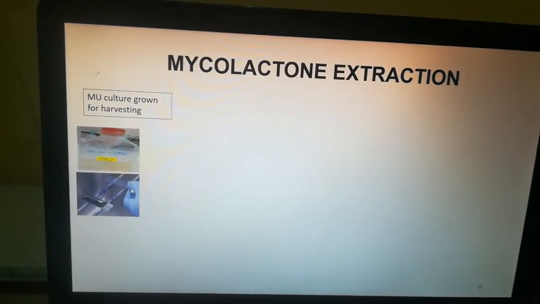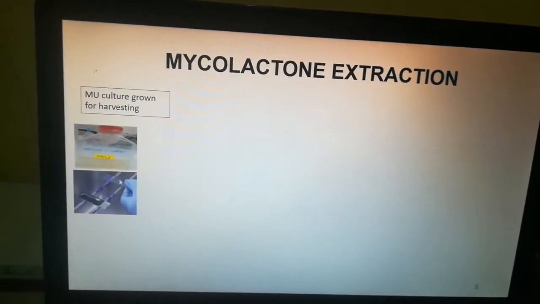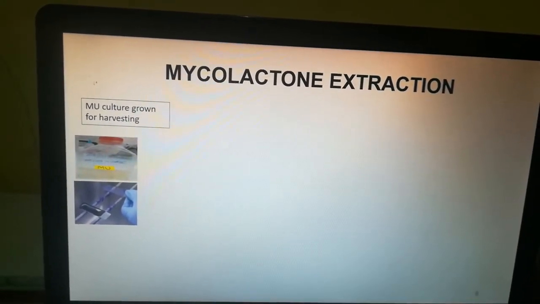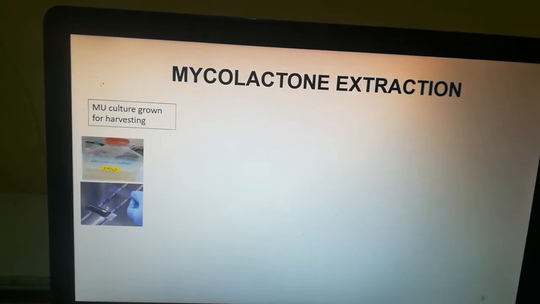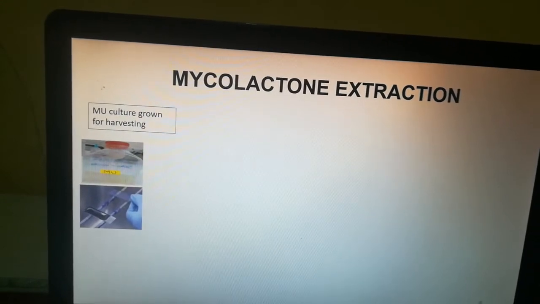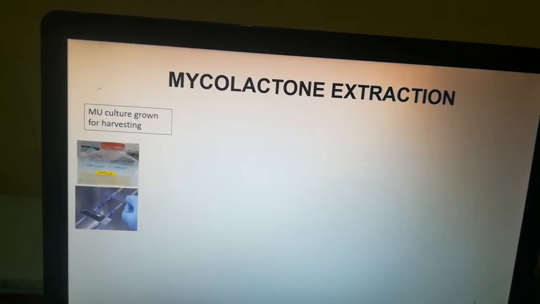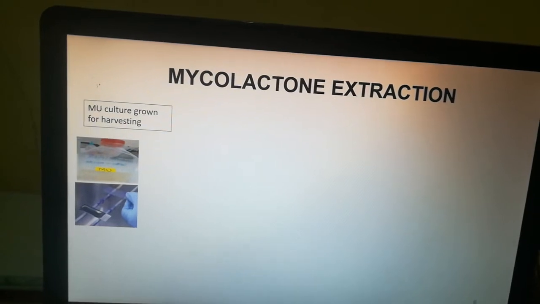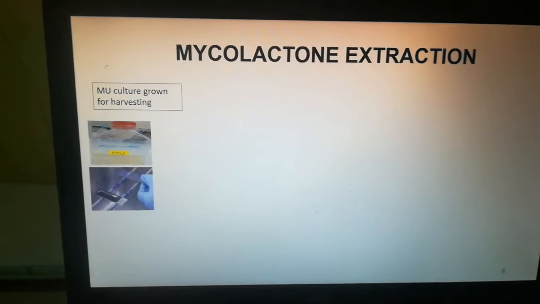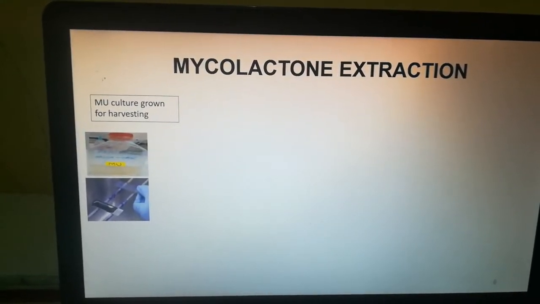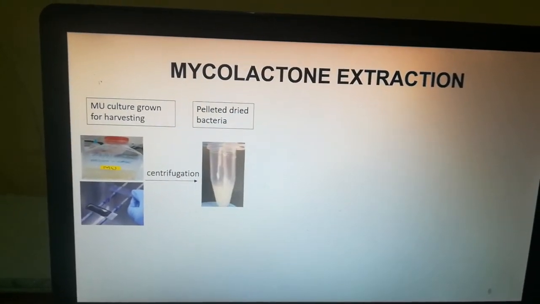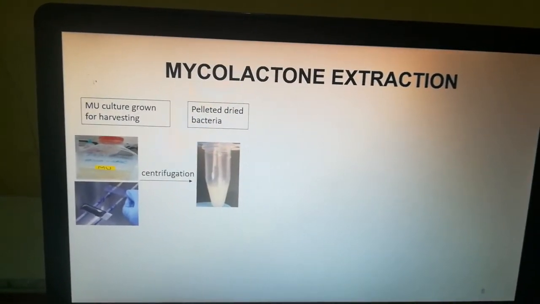Once it grows, we aliquot a sample of it, spin it, pellet the bacteria, and then to ensure that it's a pure culture, we put it on a slide, air dry it, heat fix, and then use Ziehl-Neelsen staining to determine the acid fast bacilli. If there are other cocci staining, then it means it was contaminated and we may have to do away with it. But once we find pure acid fast bacilli, then we are good to go. So in this case, we presume that you've got a pure culture.